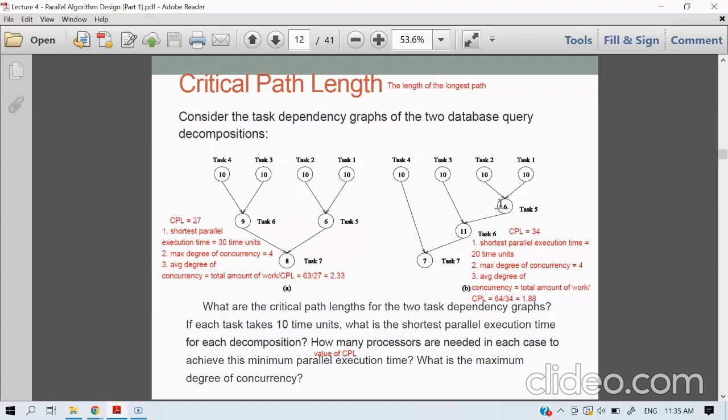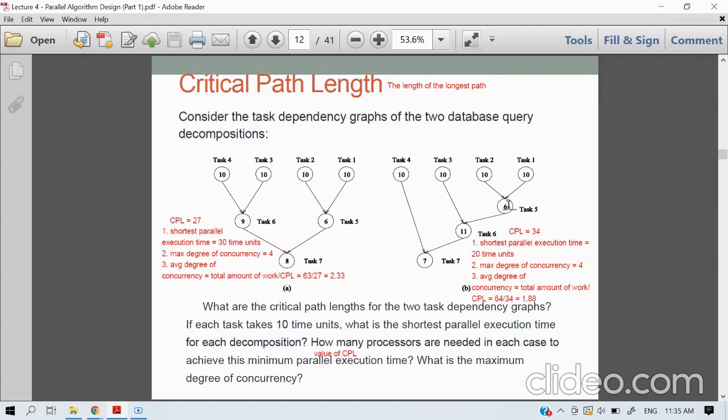So how about graph B? Which one is the most critical? We know the answer is 34, right? So which one? Task 4 and task 7? 17. Task 3, task 6, task 7? 10 plus 11 plus 7, 21 plus 7, which is 28.